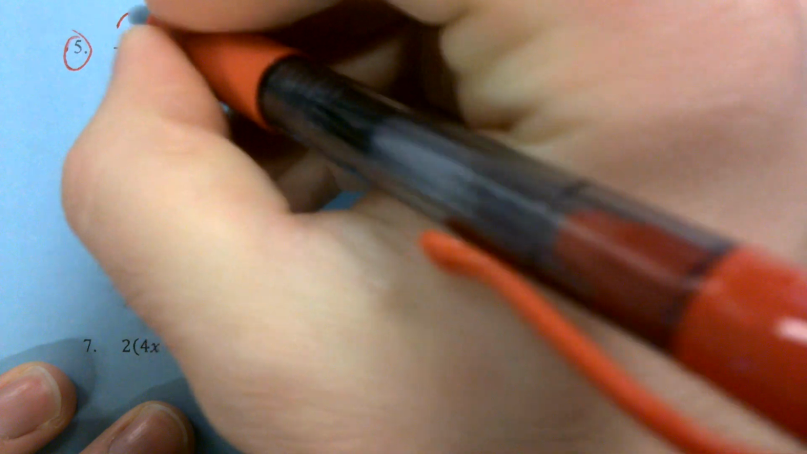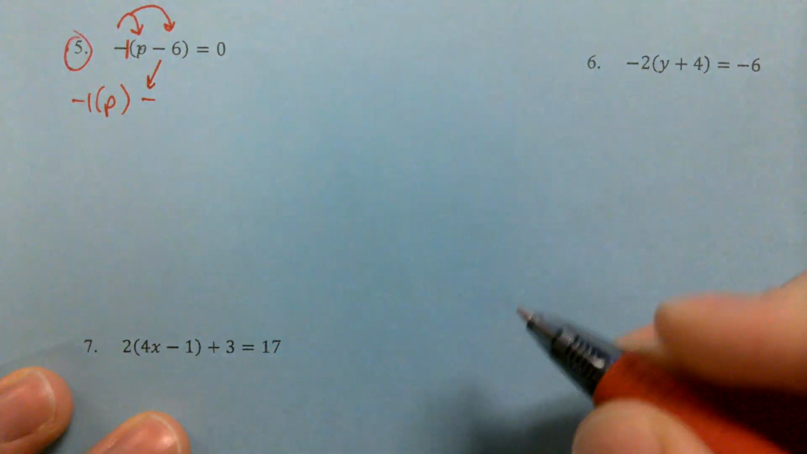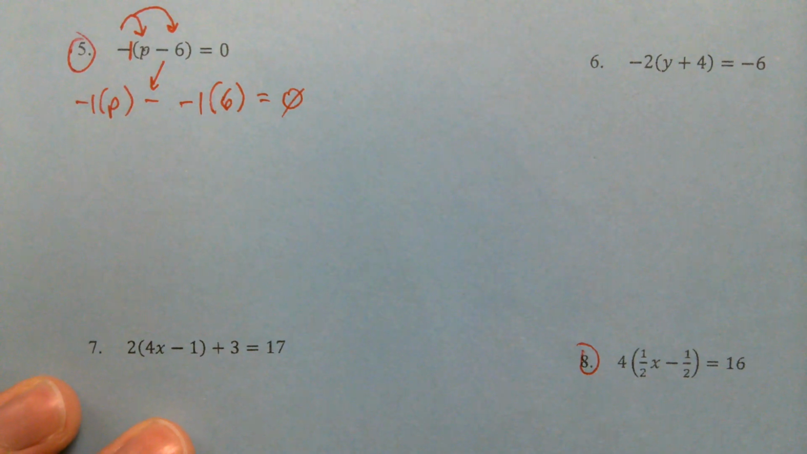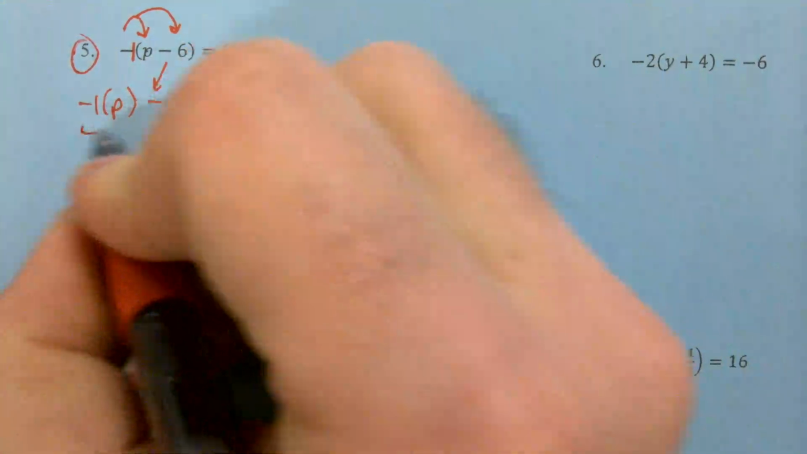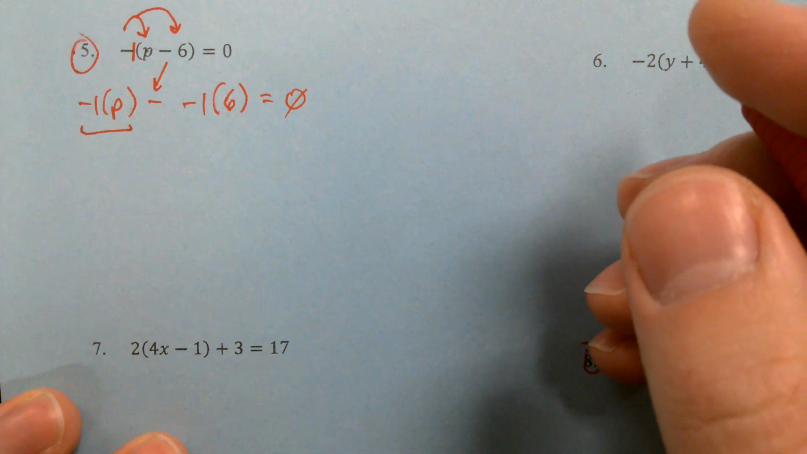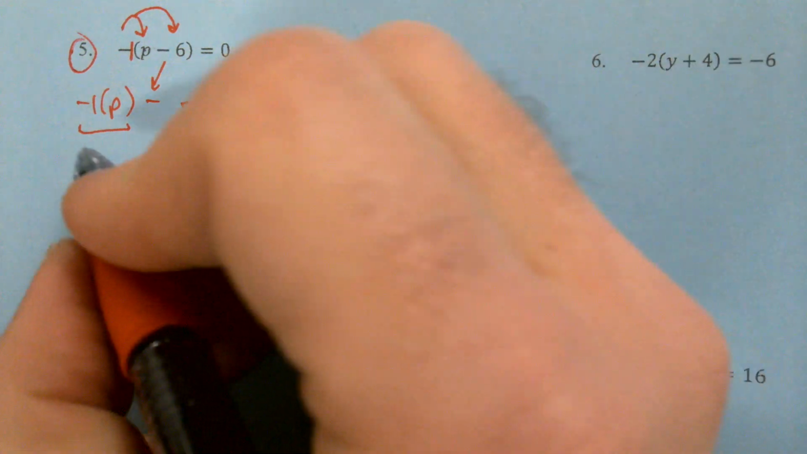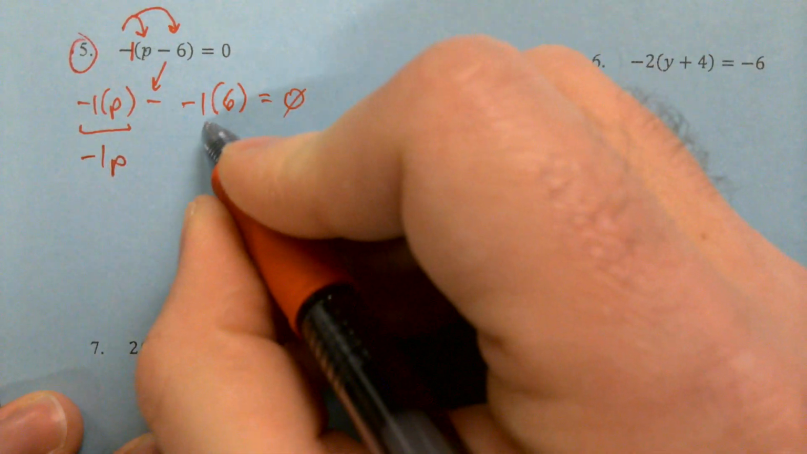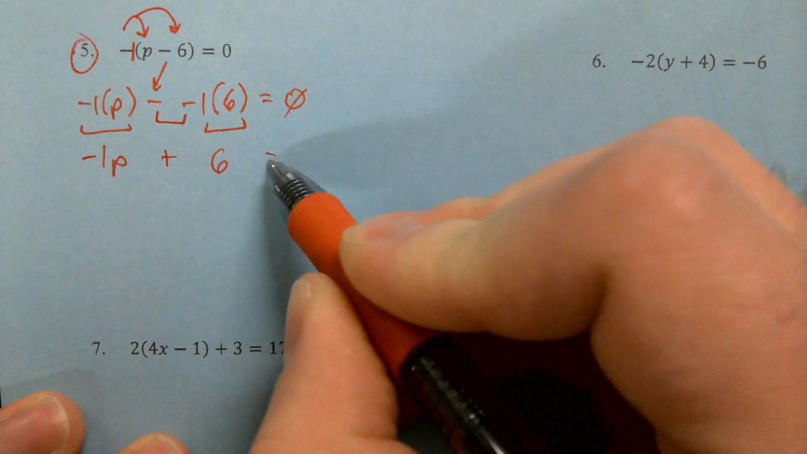So we're going to distribute it to the p and distribute it to the 6. We get -1 times p. Bring that minus sign down. -1 times 6 equals -6. What would -1 times p give me? Just -1p, right? -1 times 6 gives me 6, and 2 minus signs make a plus in the middle there.